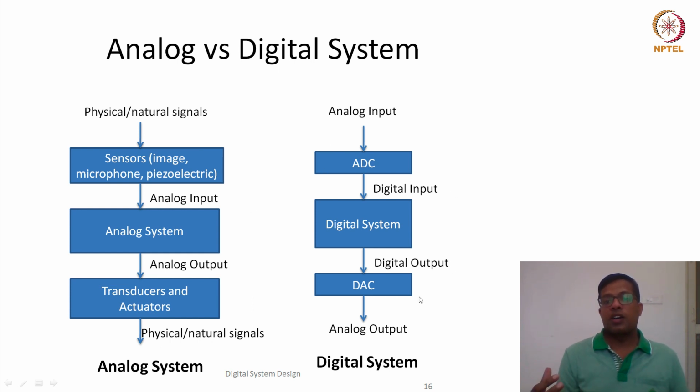So essentially there would be two layers involved. One, there would be sensors which are converting physical quantity into electrical quantity, and then there would be an ADC involved, and only then will you get a digital input.